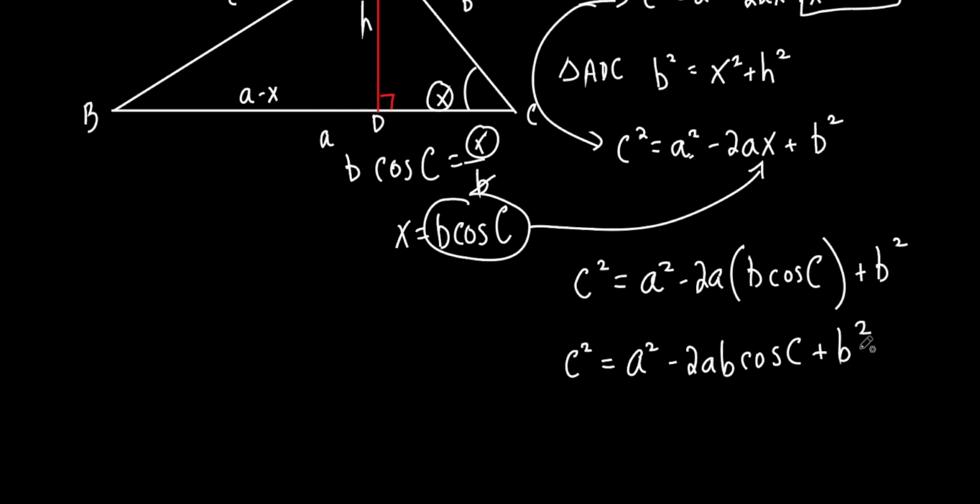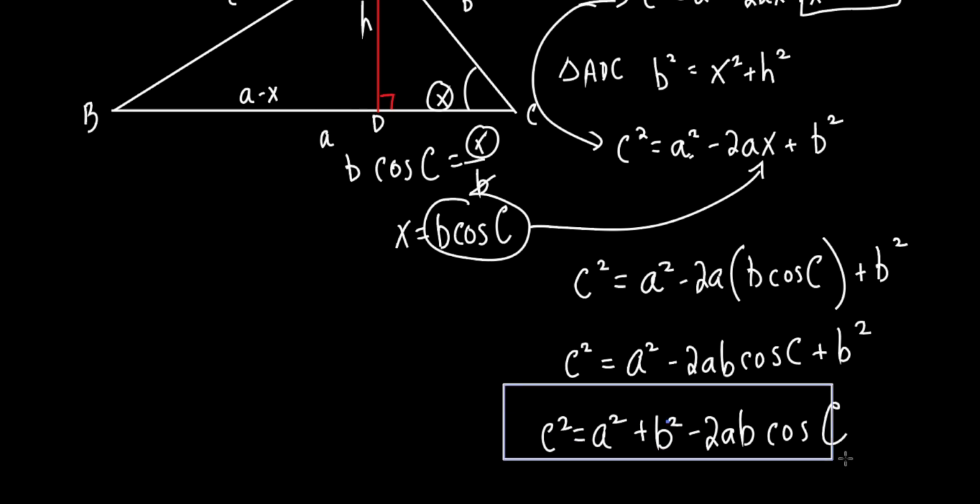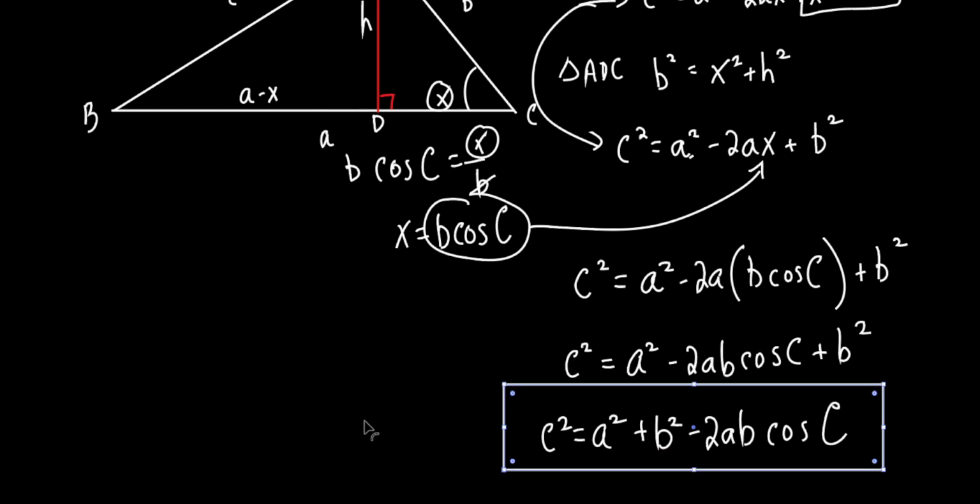I don't like that a squared and that b squared being apart from each other. I want them next to each other. So here's what I'm going to do. And this is the law of cosines. This last thing that we write down is actually the law of cosines. So I've got c squared equals a squared, let's take that b squared and put it next to the a squared. So it's still a squared plus b squared, and then we got minus 2ab cosine of C. So that right there is our version of the law of cosines. That's it.